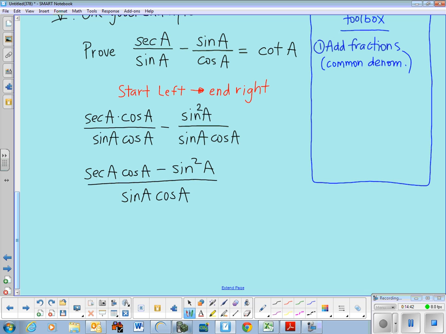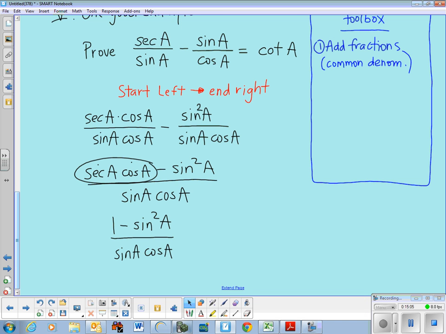Secant and cosine, there's something there. Secant and cosine are reciprocals of each other. So since secant is 1 over cosine, times cosine is 1. So this is equal to 1 because they're reciprocals. It's just like multiplying 4 by 1/4. Reciprocals make 1. All right, so now 1 minus sine squared.